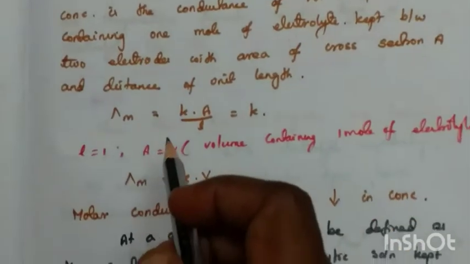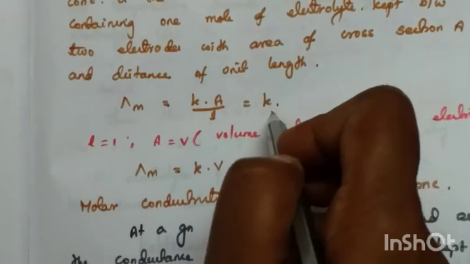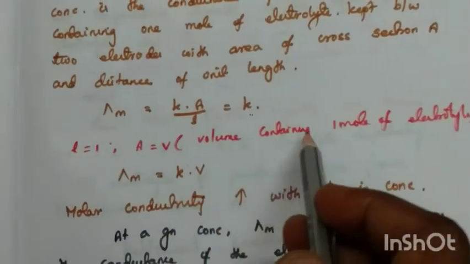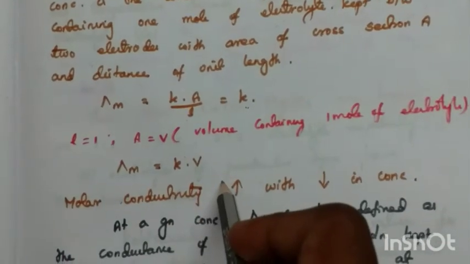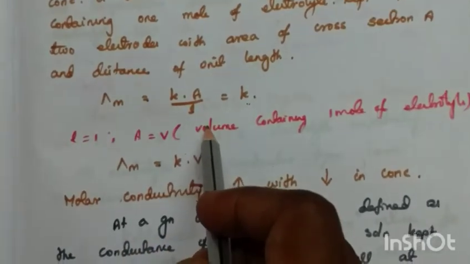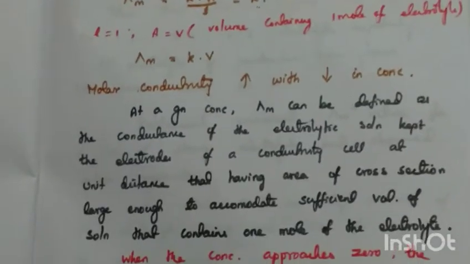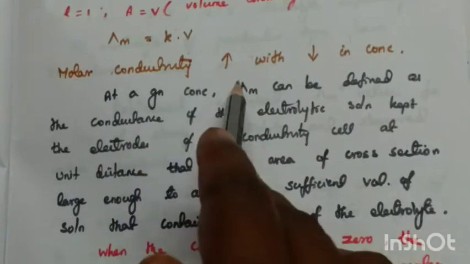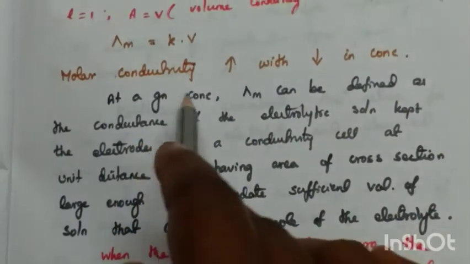Now lambda M is equal to K into A by L. If L is equal to 1 and A is equal to V, the volume containing 1 mole of the electrolyte, then lambda M is equal to K into V. The molar conductivity increases with the decrease in concentration, at a given concentration, that means when the concentration does not vary.